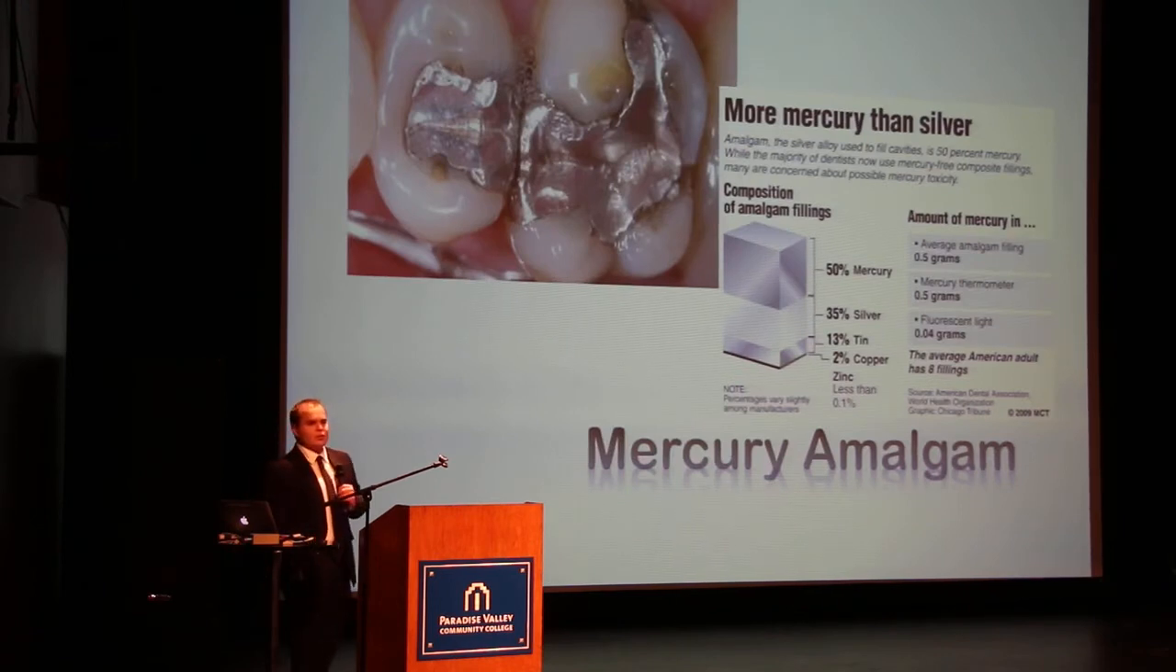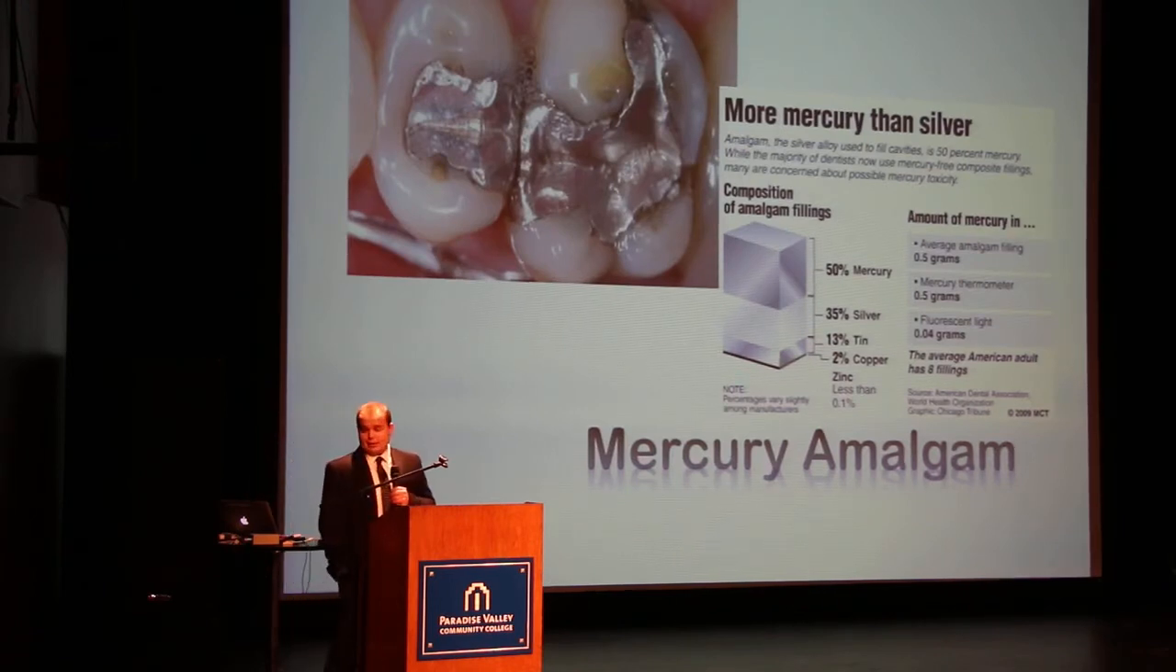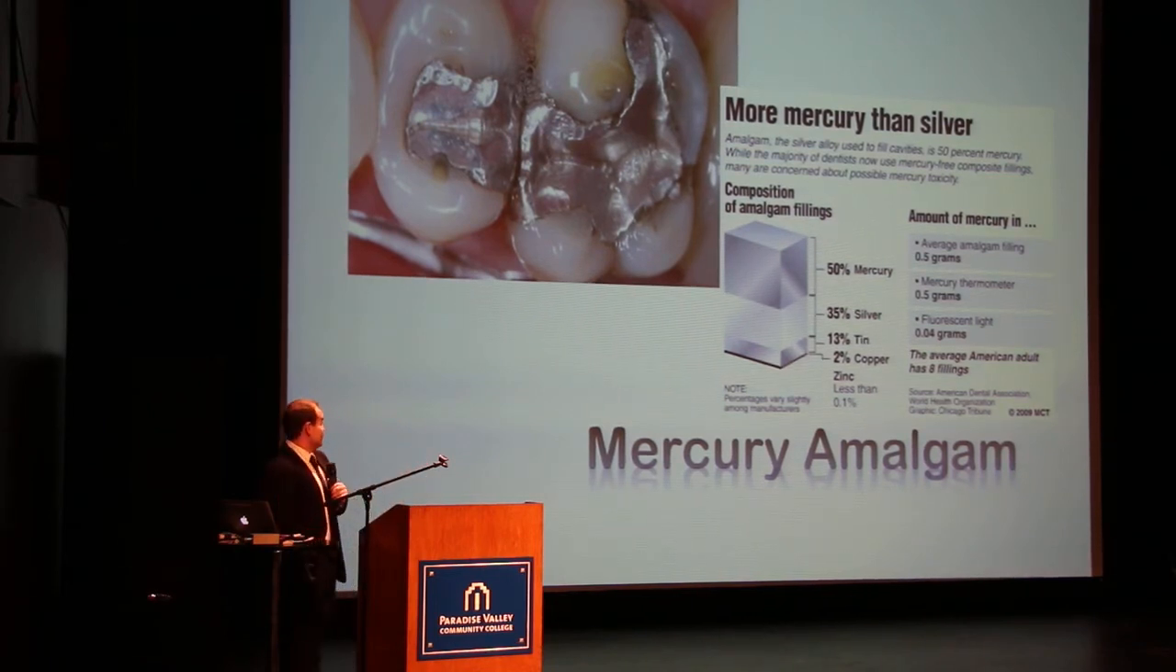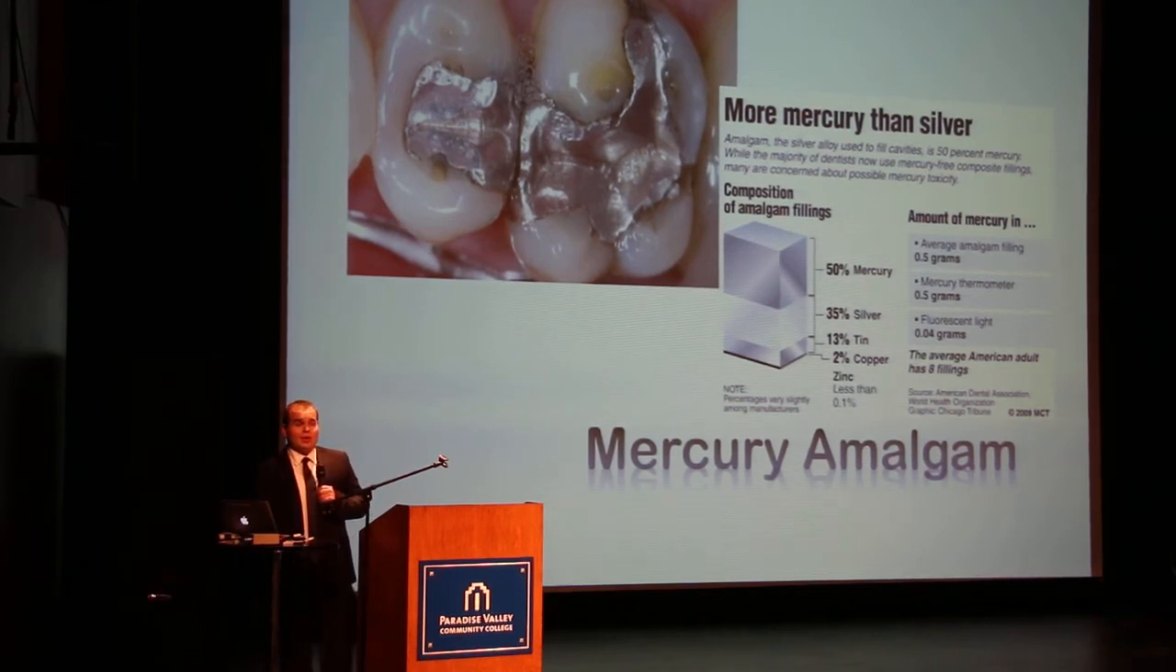So now we'll go over some of the restorations. The first one is mercury amalgam. This is a controversial one. People associate mercury with dangerous vaccines, or they find mercury in the brains of Alzheimer's patients. So that mercury is characterized by that silver color.